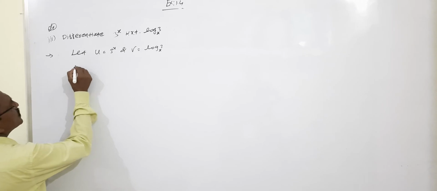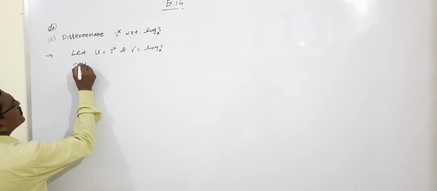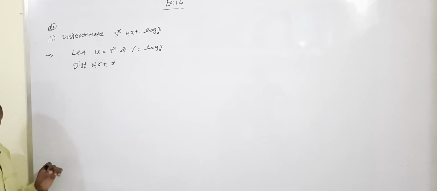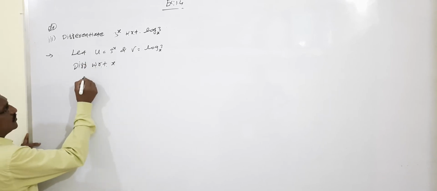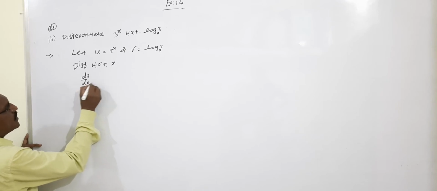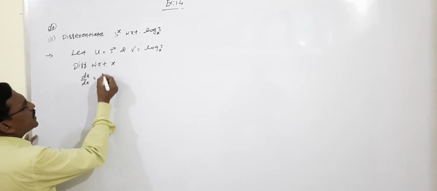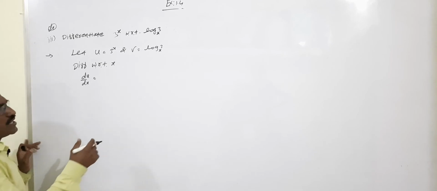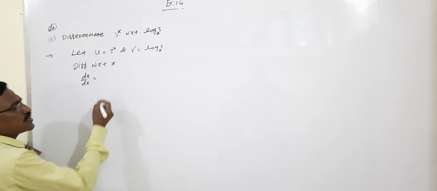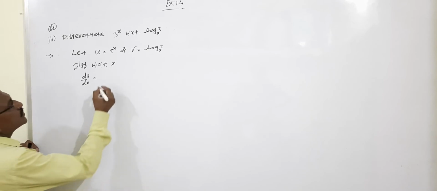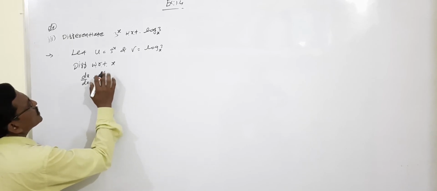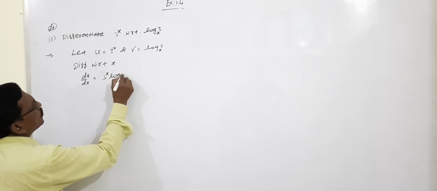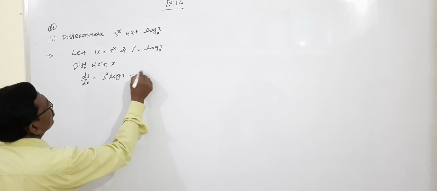So we differentiate this function with respect to x, and we get du by dx, the derivative of u with respect to x. The derivative of 3 raised to x, which is an exponential function like a raised to x, is a raised to x into log a. So its derivative is 3 raised to x into log 3. Call this the first equation.